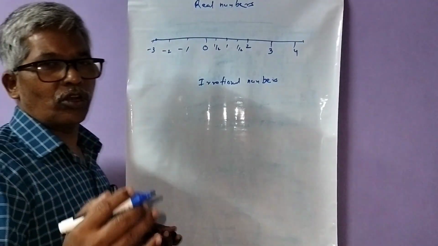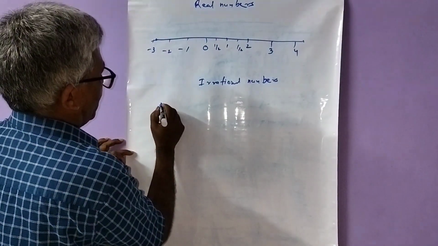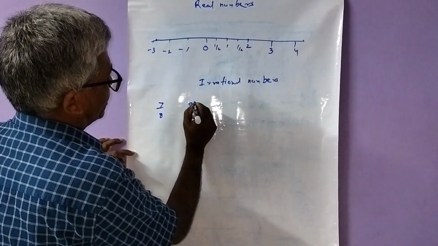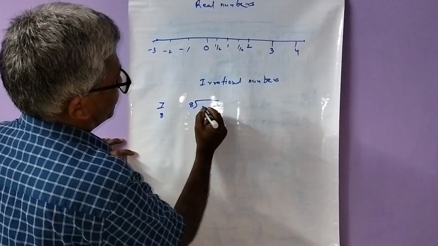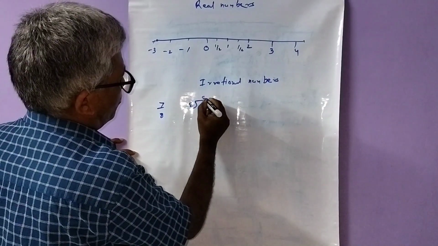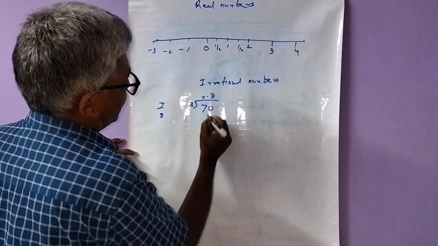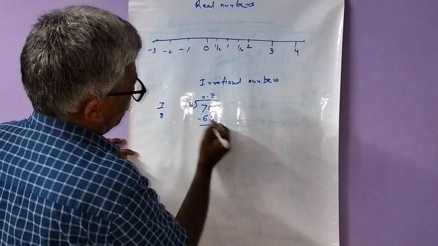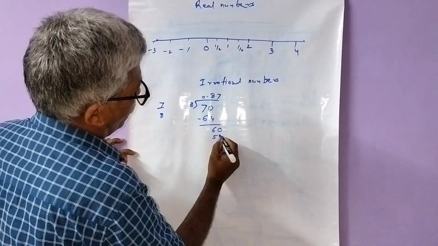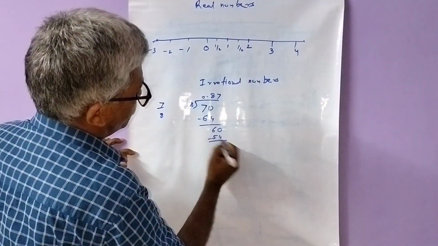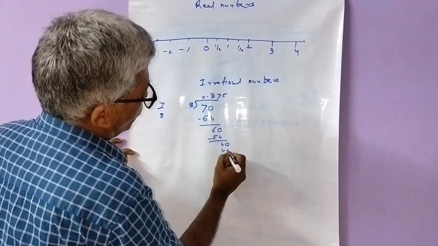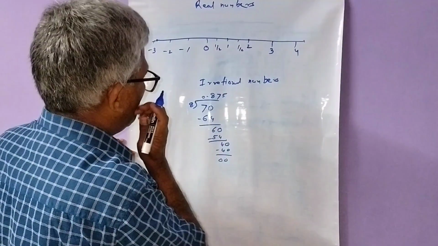Let us try to solve some examples. Take 7 upon 8, the decimal representation of this will be: 8 into 7. 8 7s are 56, giving remainder 6, 8 7s are 56, then 4 and 40. So 8 5s are 40, remainder 0.